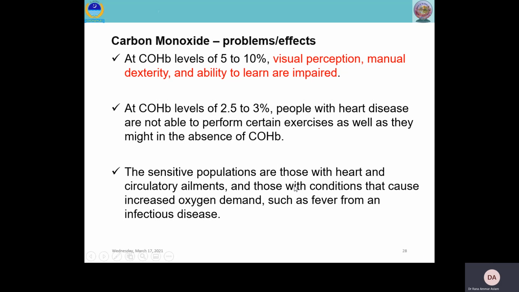We will continue our lecture in the next session. So up till now, we have covered some of the major air pollutants, including particulate matter, oxides of sulfur and nitrogen, and carbon monoxide. So let's start another session and try to cover the remaining pollutants.